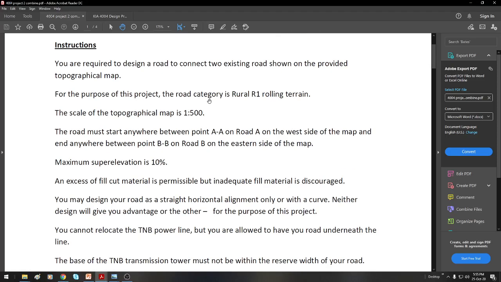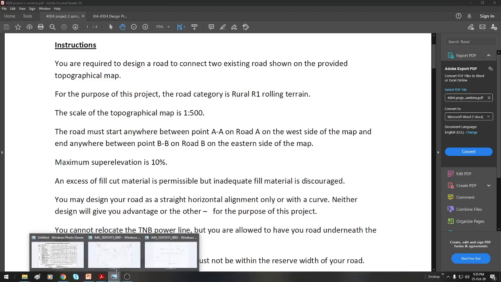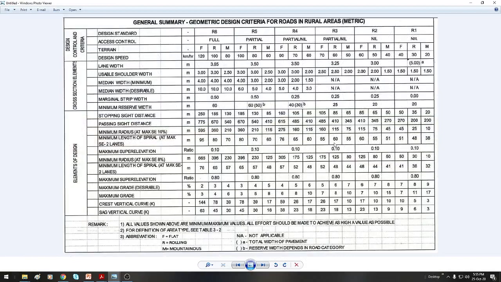And for the purpose of this road, the road category is R1 rolling. Okay, R1 rolling, you can refer to this table. This table I extracted from Arahan Teknik Jalan ATJ 8/86. If you downloaded your version from the internet, it's quite likely that you don't have this table in this form. The format is a little bit off, so I provided this table in your design instructions. So R1, this is your category.